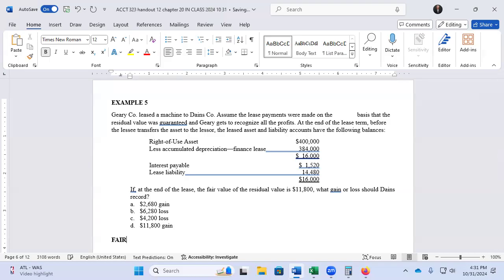So we have the fair value, and that equals 11,800. We have to subtract the book value, which we have at 16,000. And so we have a difference of 4,200. And in this case, the fair value is less than the asset. And so there's a $4,200 loss.